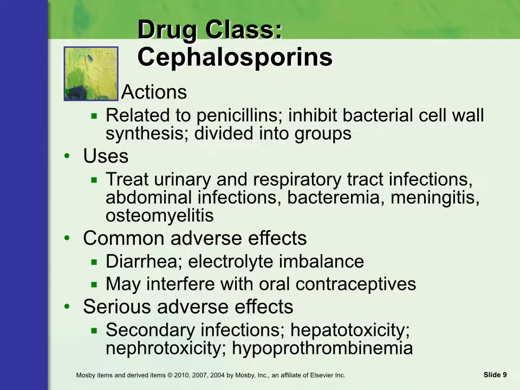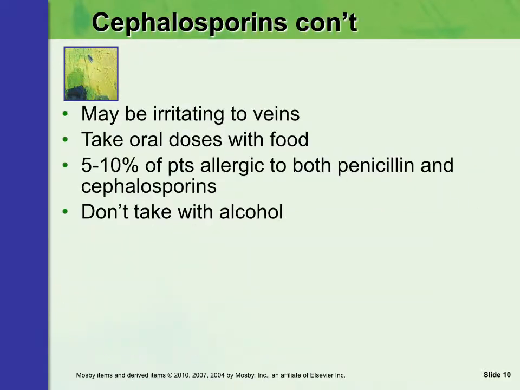cefotaxime. Basically the same kinds of adverse reactions: diarrhea, similar to the penicillins, electrolyte imbalance. It can interfere with the oral contraceptives, and watch for any secondary infections. Most of these drugs metabolize through the liver and are excreted through the kidney, so if the person has a previous liver disease or kidney disease, you could have hepatotoxicity or nephrotoxicity.